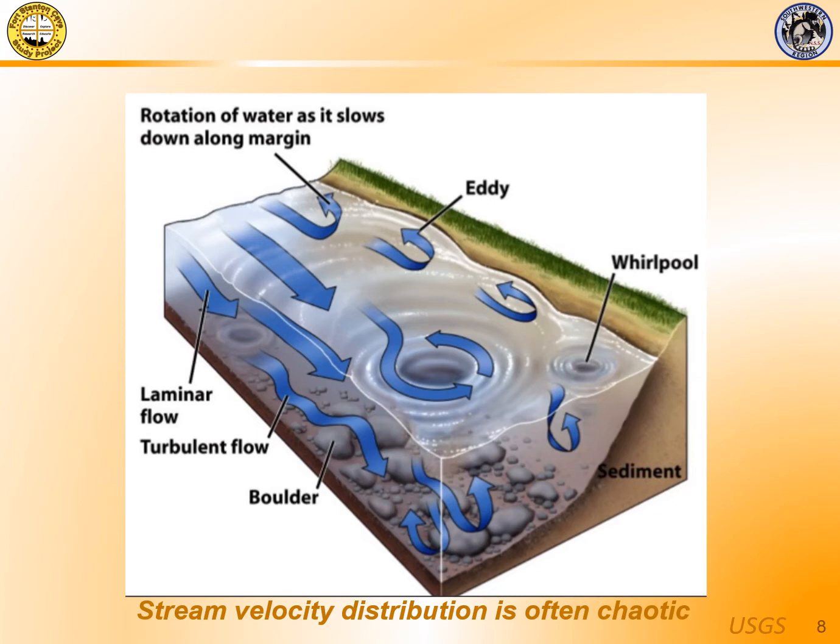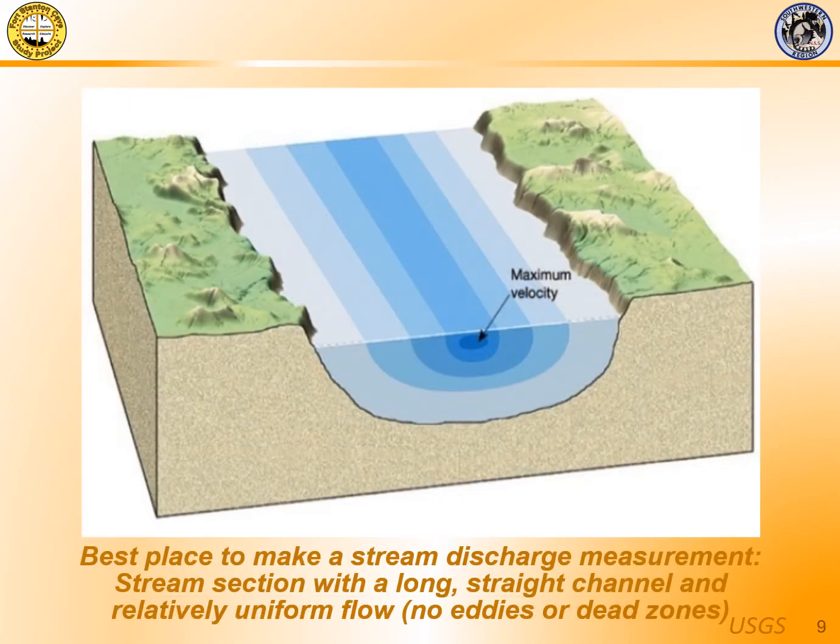So how do we deal with the real world here? Well, what we try to do is find a stream section with a relatively straight channel, and we hope the velocities are relatively linear and pointing down the channel. When you make a stream discharge measurement in the real world, often the first thing you do, if you've never been to the site, is you look around for a stream section that has a nice uniform straight channel.